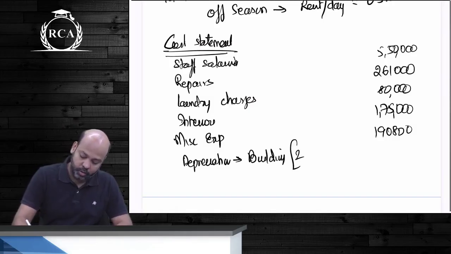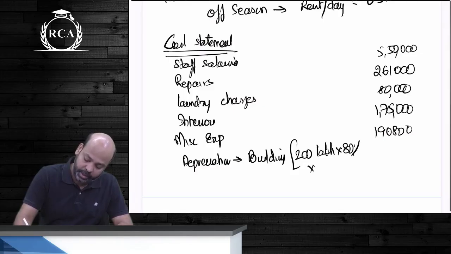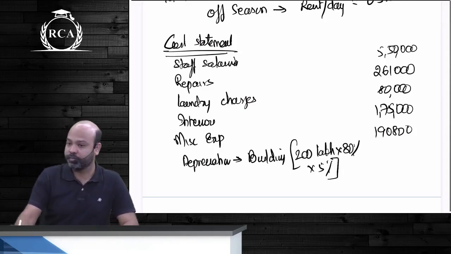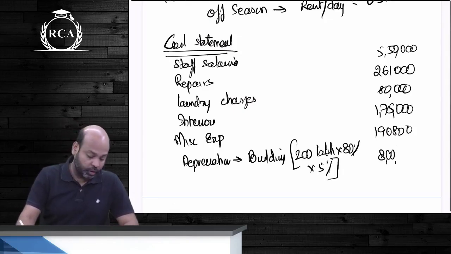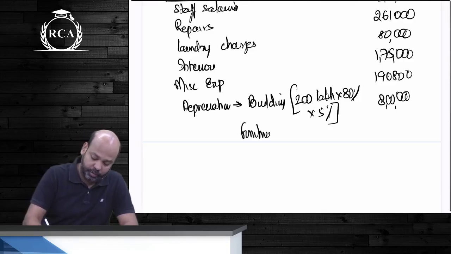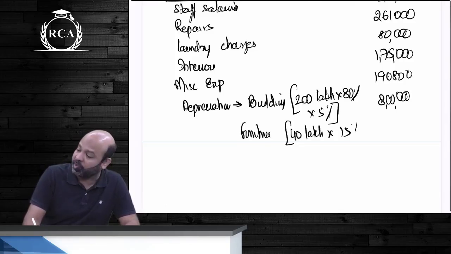Building beta will be 200 lakhs ka 80% cost, that is 160 lakhs. On that you're providing a depreciation of 5% guys. How much will that be? 8 lakhs guys. On the other items guys, furniture and equipment, which is 40 lakhs, we will have to provide for a depreciation of 15%. That will be 6 lakhs. Did you all get this?